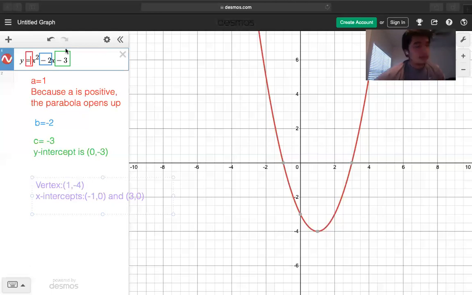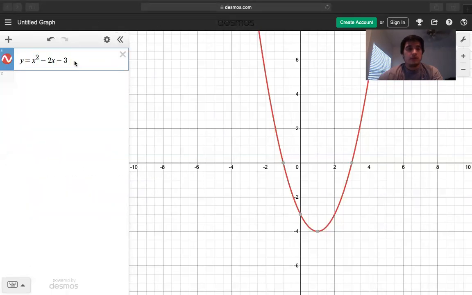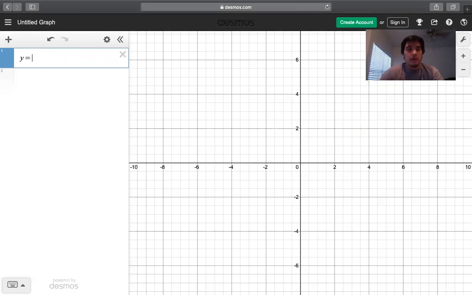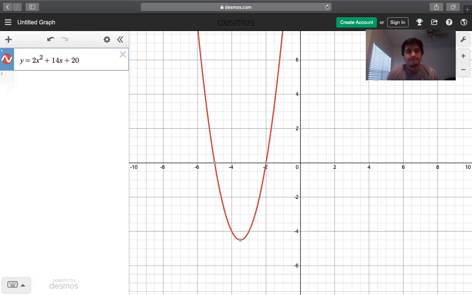Okay, we're going to look at another example. Let me clear that, and let me type in a new equation. So let's say 2x squared plus 14x plus 20. Okay, so here we go. Again, let's start with the A value. My A, remember, is whatever's in front. So I box that, and that tells me that A equals 2.